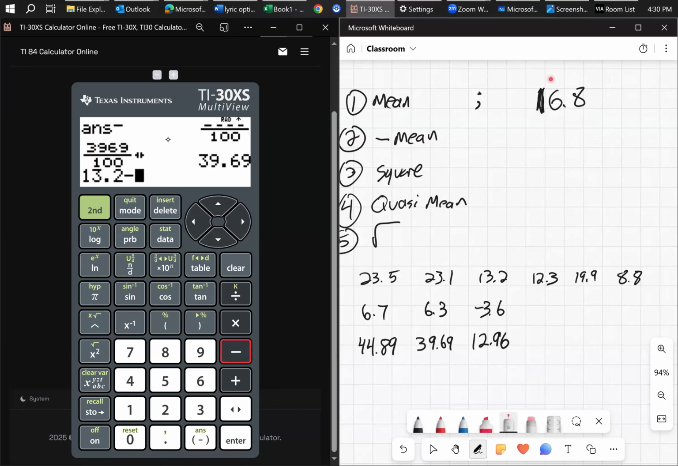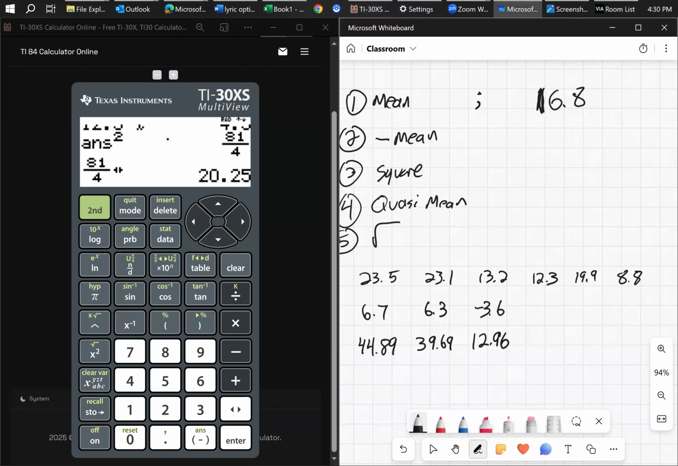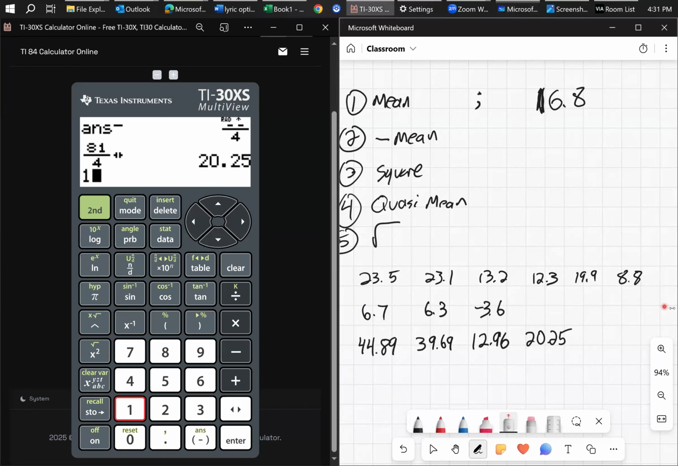13.2 minus X squared. Because it's answer squared, it's going to take the negative and correctly square it. 12.96. Let's finish this now. 20.25. Showing your work, you actually don't have to show this middle row because that's a step towards the numbers you need to work with for step 4. So I would be okay if you don't list those if you were being graded by me.